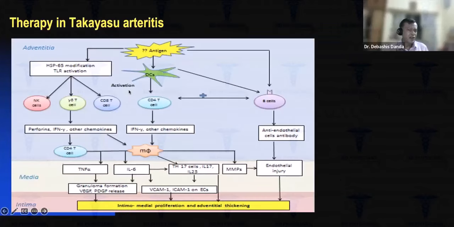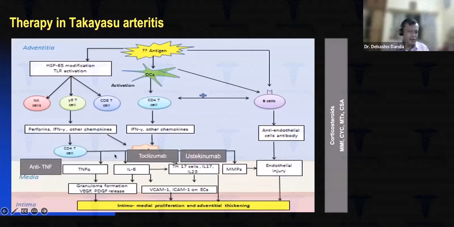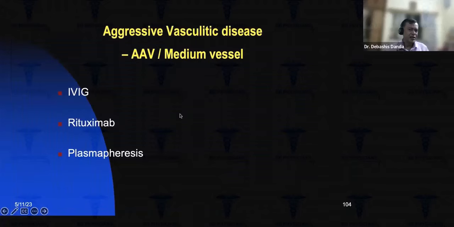Takayasu therapy involves broad drugs like corticosteroid, mycophenolate, cyclophosphamide, methotrexate, cyclosporine. They are all broad spectrum; they act at multiple levels. However, as I mentioned, you can sometimes use anti-TNF blockers in Takayasu. You can use IL-6 blockers, you can use Th17 blockers. Rarely, people have reported even B-cell blockers have been successful in Takayasu.